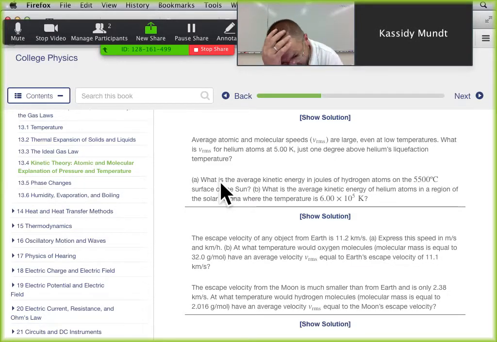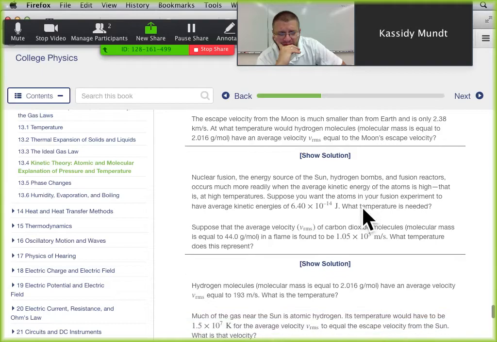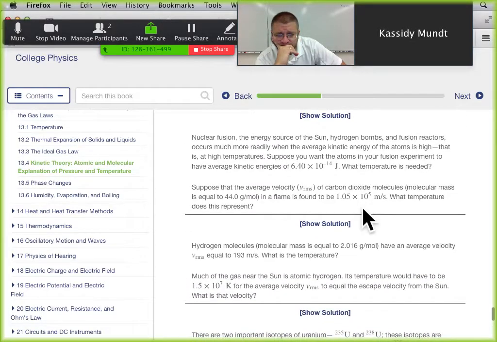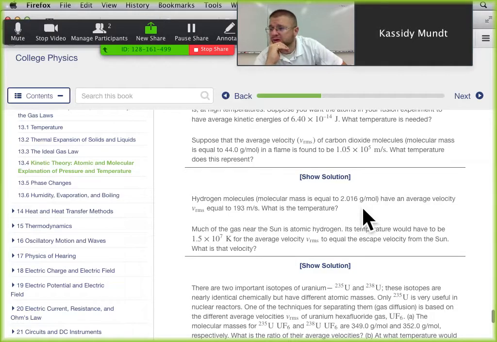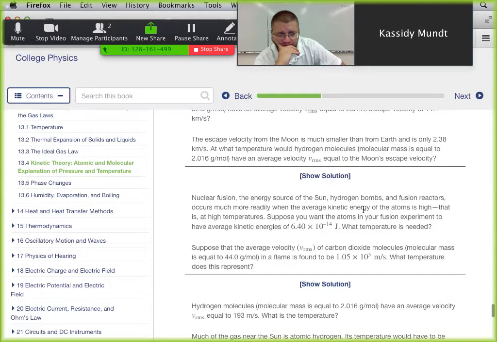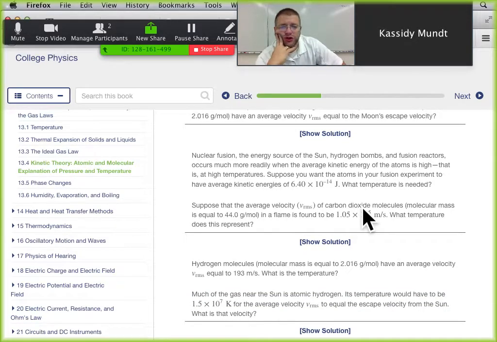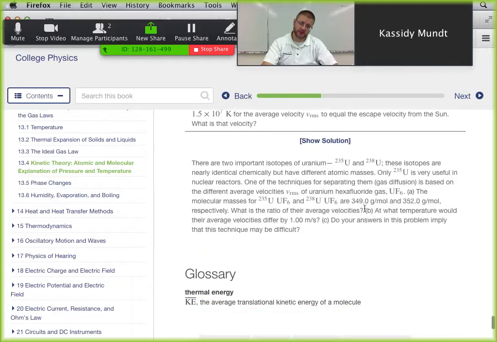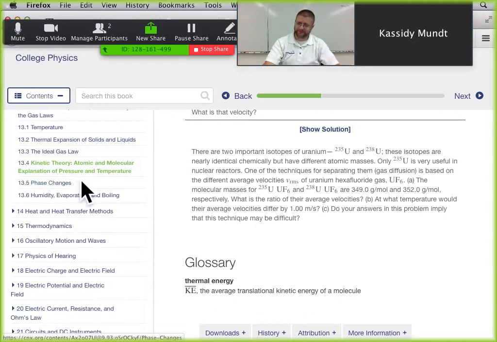And then we did, do we do the escape velocity next? Yeah, for oxygen. The escape velocity of oxygen, that's the third problem down. Then what? What did we do after that? Nuclear fusion for the sun. Nuclear fusion. We just skipped every other one, huh? Nuclear fusion for the sun, which is just the next problem down. Yeah. And that was all I had written down for 13.4.